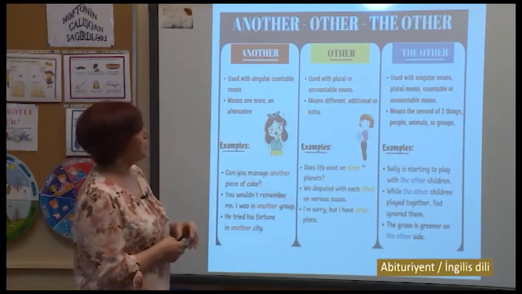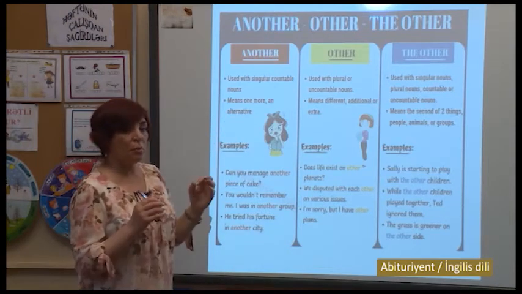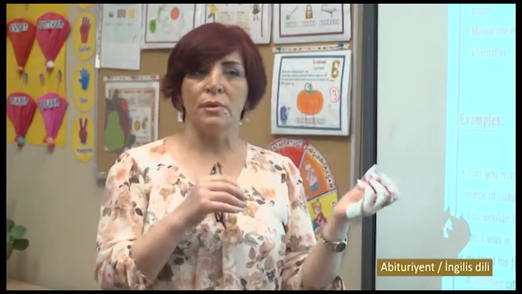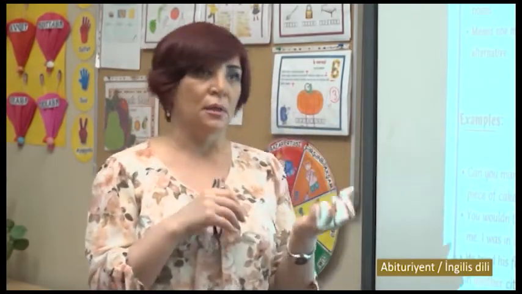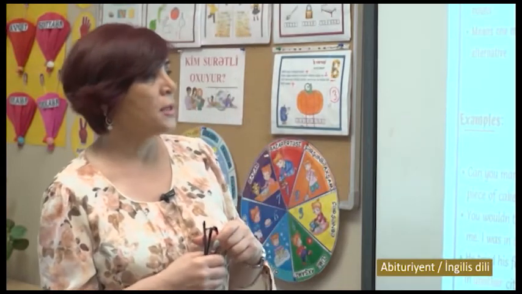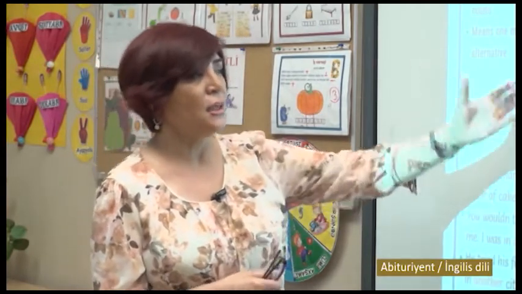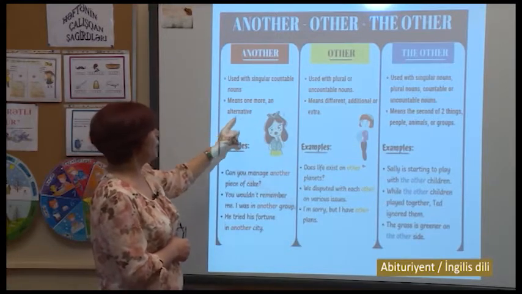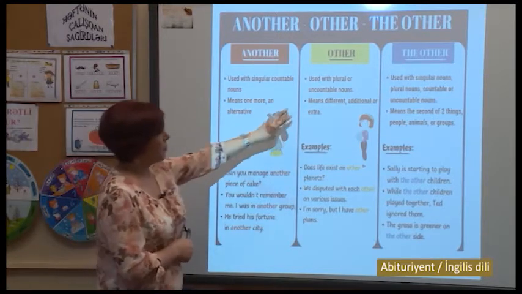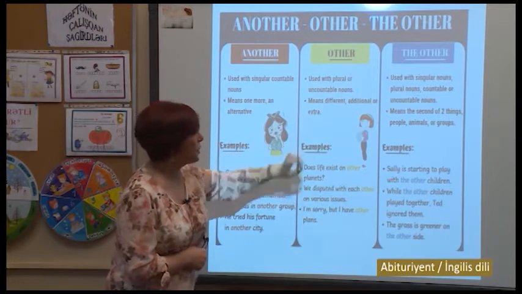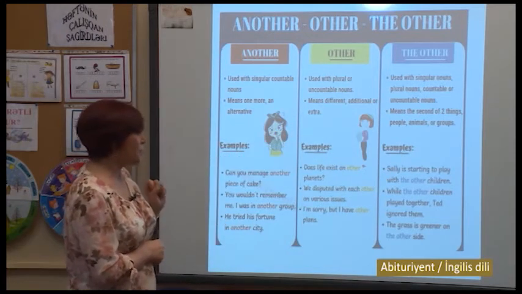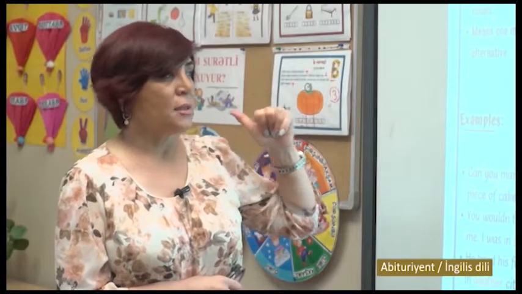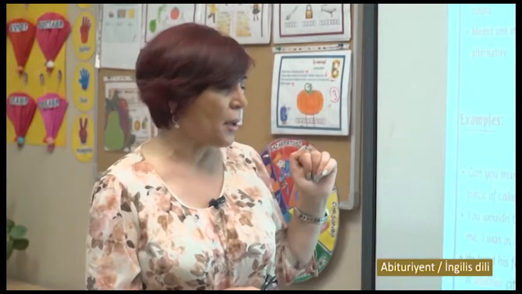What about other? Other is used with plural nouns, and other can be used with countable nouns and non-countable nouns as well. Its meaning is different, additional, or extra. But here it was one more and alternative, remember. But what about here? Different, additional, or extra. For example, does life exist on other planets? It means additional planets or extra planets.